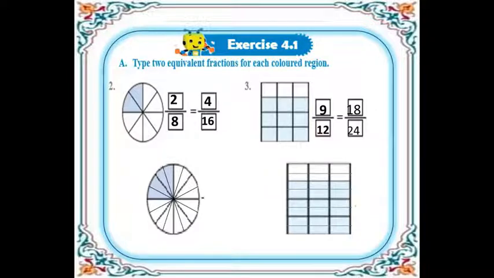Look at the next sum. So it is a grid with 12 boxes, out of it 9 is shaded. So the fraction you will write it as 9 by 12. So how do you write the equivalent fraction for it? So you divide each row again into 2 equal parts. So when you divide each row, you will get the total number of parts as 24. So the shaded region is 18 and the total number of part is 24. So you will write the equivalent fraction as 18 by 24.